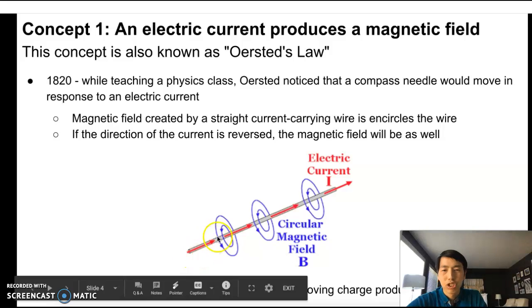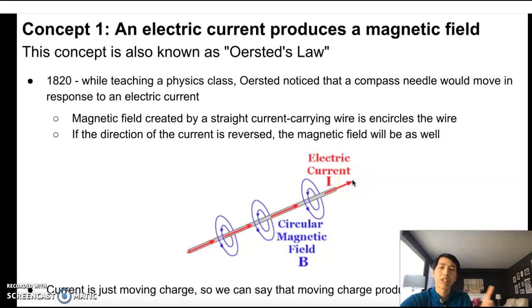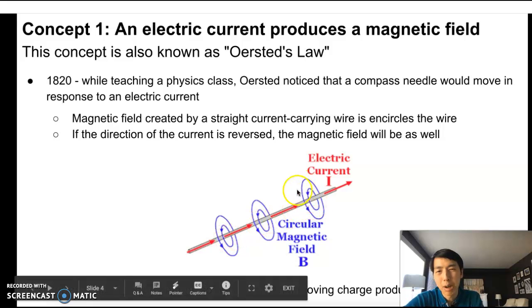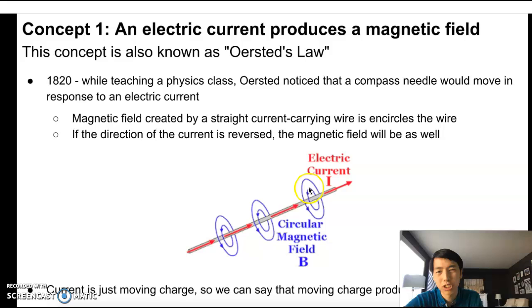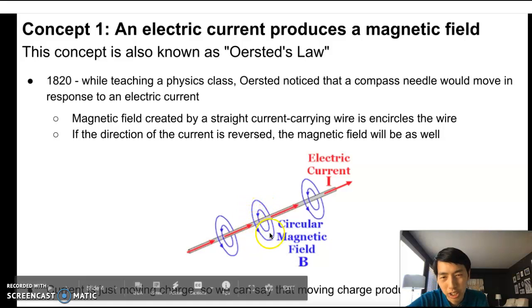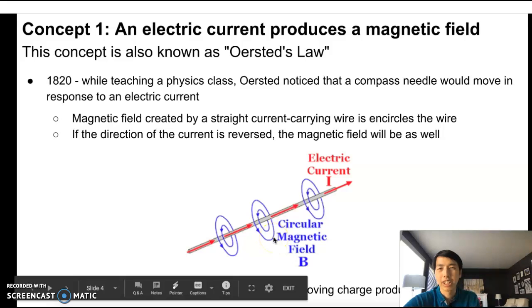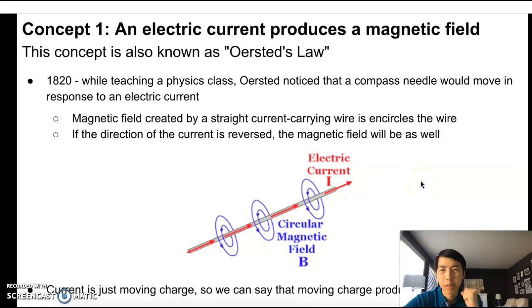So if you have a straight wire, and you put a current through it, and the current's marked in red there, it's going to actually create a magnetic field around it. The magnetic field is going to go in circles down the length of this wire. So if you were to put a compass anywhere inside of these circles, the compass would change and point in a different direction. It would point in whatever direction these circles are going. Okay, so that's concept number one, that moving charges or an electric current is capable of acting on a magnet.